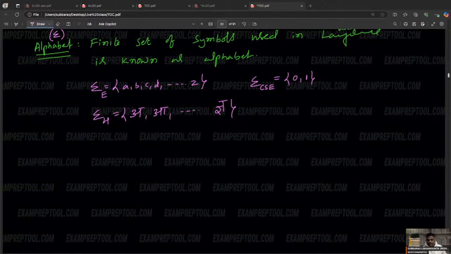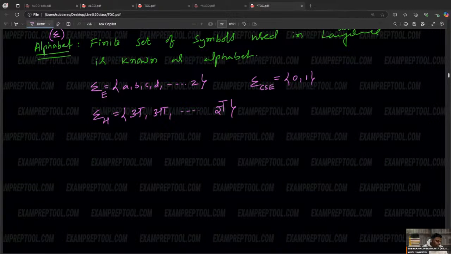Every automata has its own alphabet. A finite set of symbols used in any language is known as an alphabet. Sigma E, the English language alphabet, is equal to A, B, C, D, up to Z. The alphabet of the binary language is 0, 1. So every language has an alphabet. If you are okay with this, can we see the next topic?